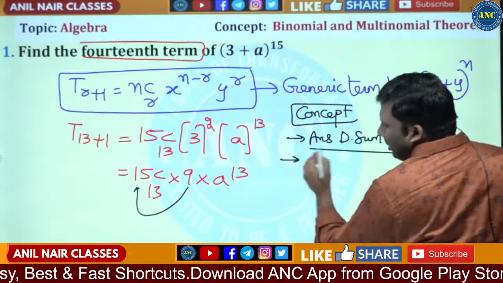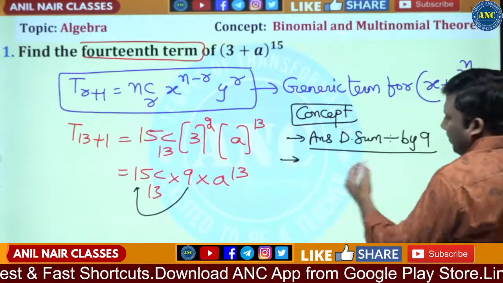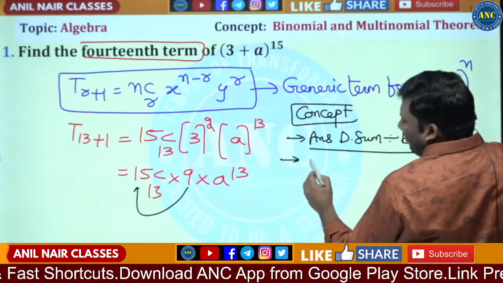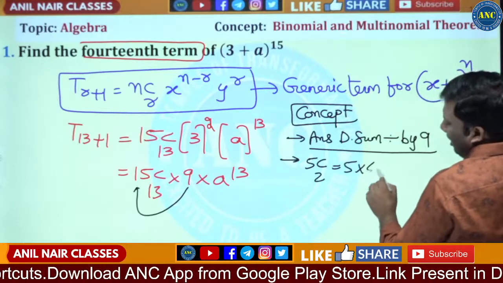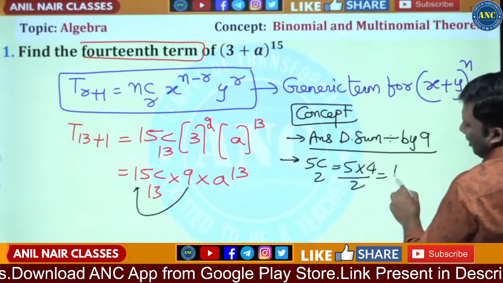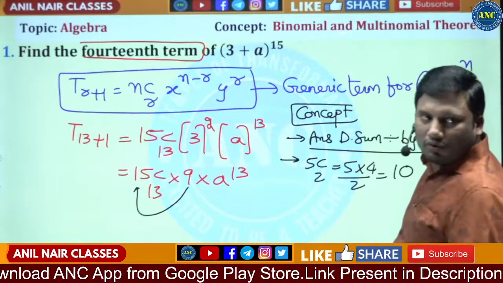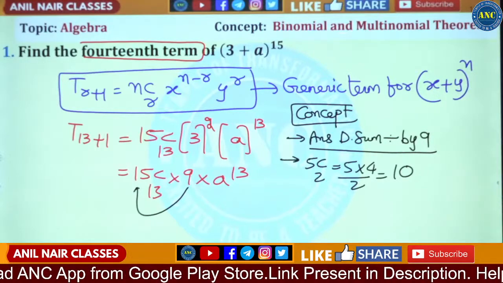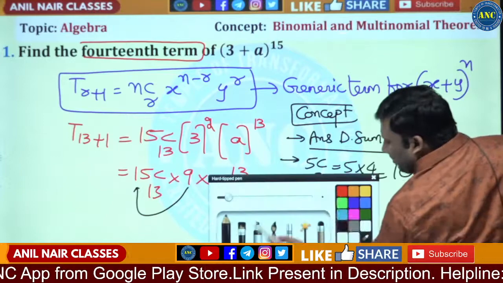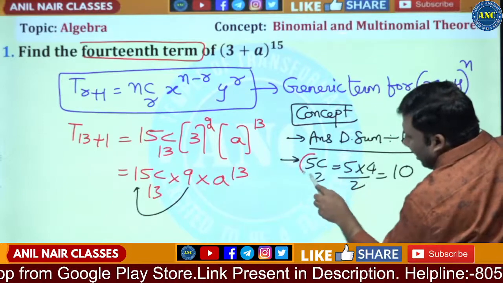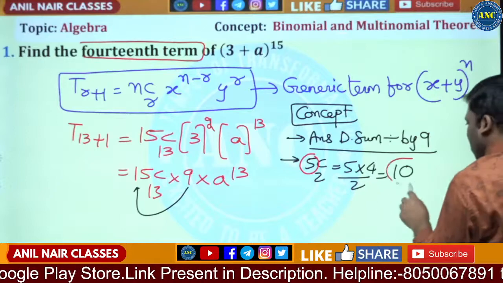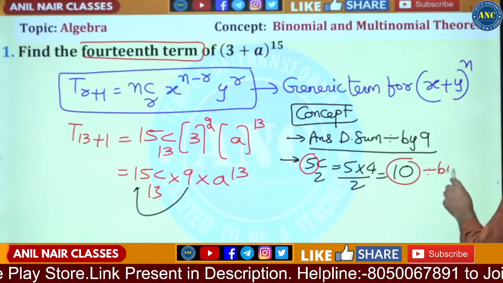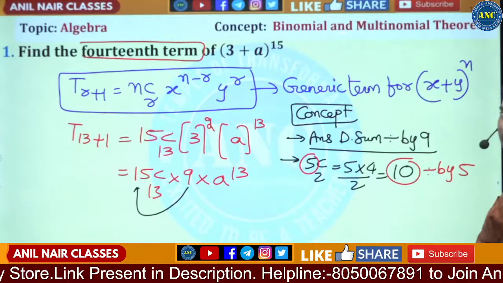Second concept. Listen carefully, sir. Suppose 5C2. NC2 is given by n into n minus 1 by 2. 5 into 4 by 2, which is 10. Now if you see, 5 is a prime number here. A prime number cannot be decomposed further. That means the answer should be divisible by 5.